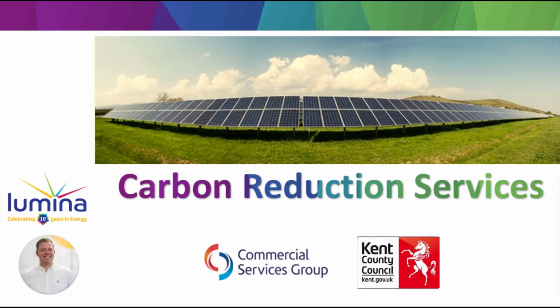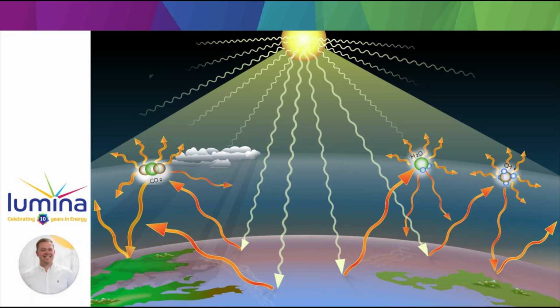What do we mean when we talk about carbon? A carbon footprint is the measurement of CO2 released into the atmosphere by an organisation. Carbon dioxide absorbs and radiates heat, resulting in higher global temperatures when an increased amount is released into the atmosphere.